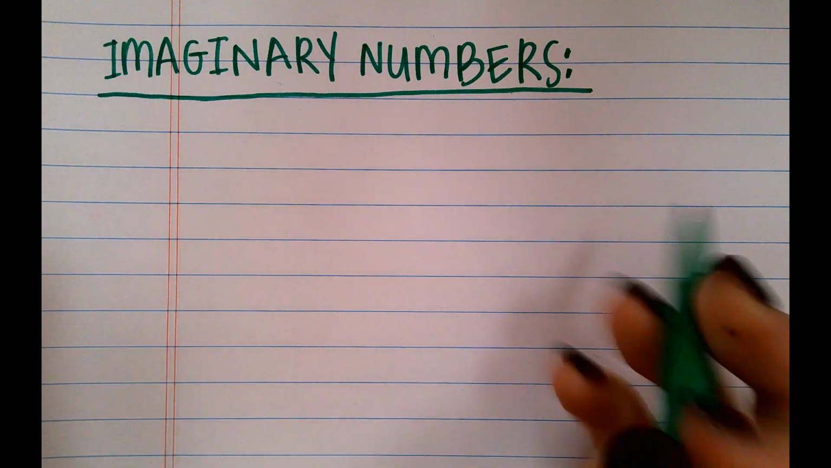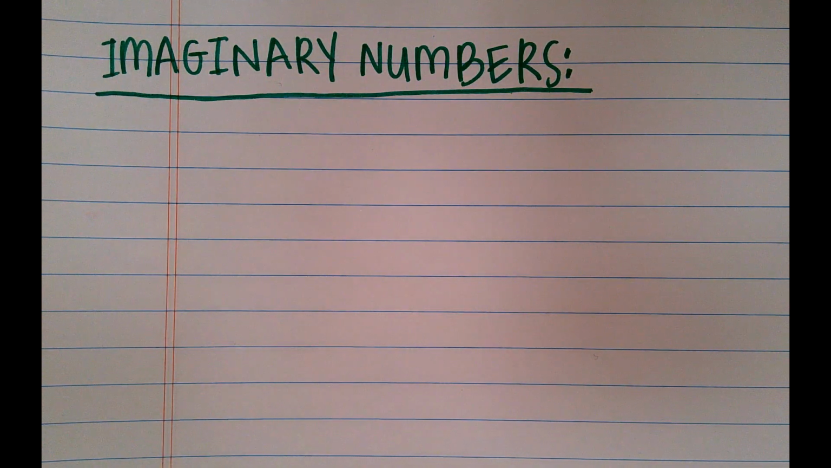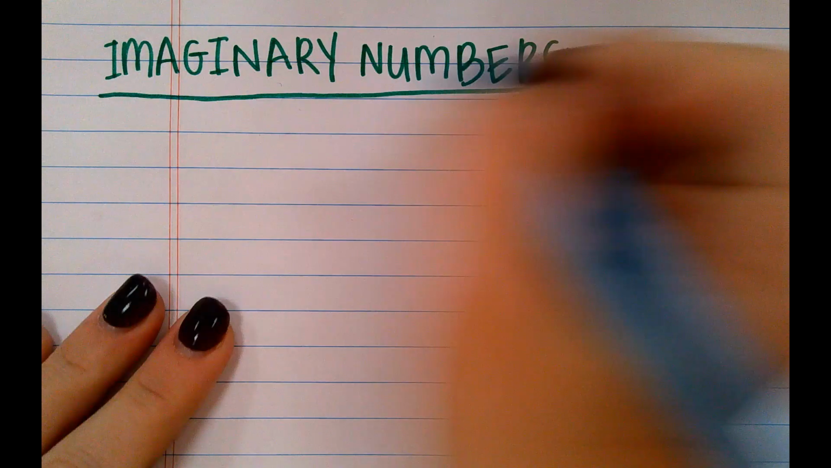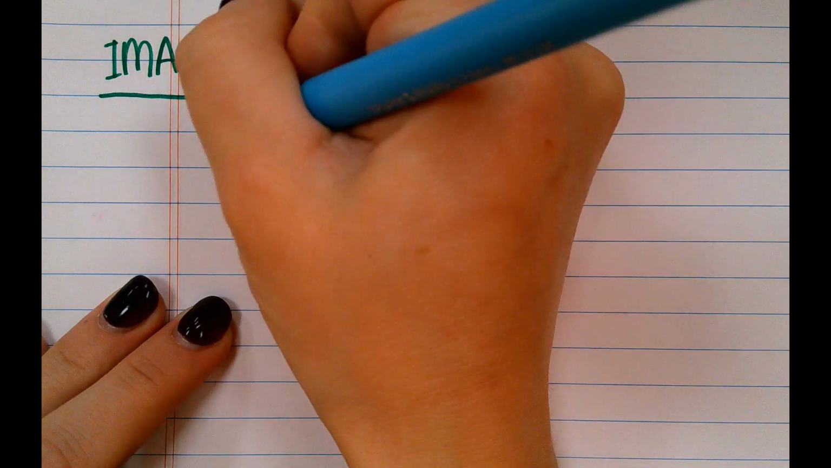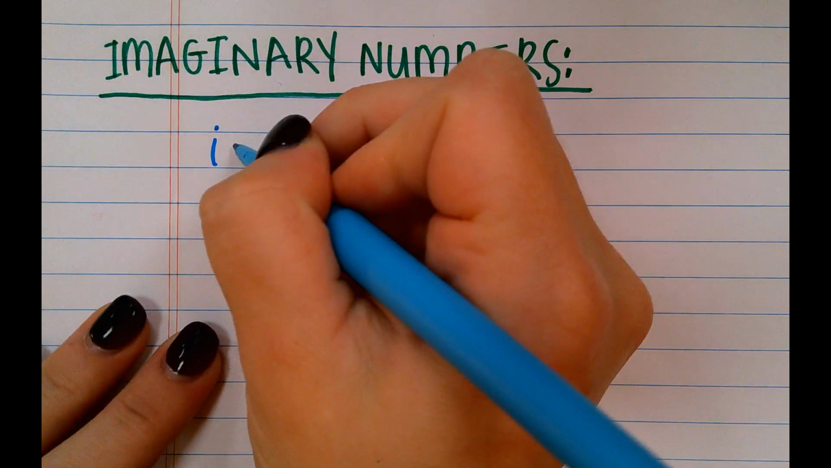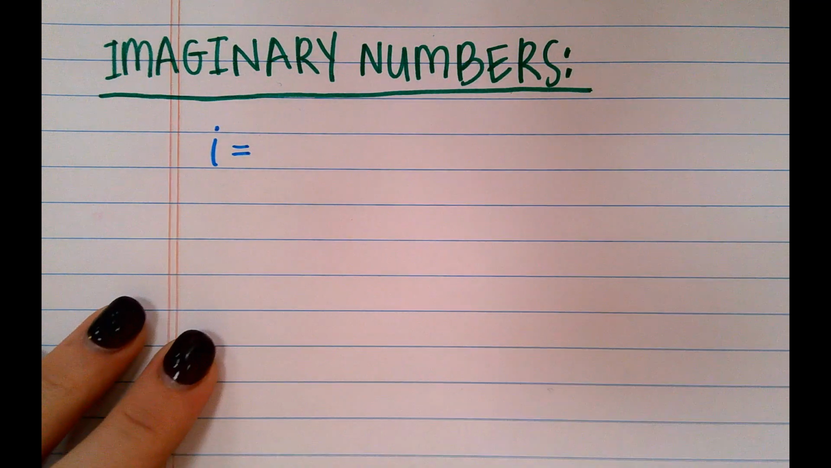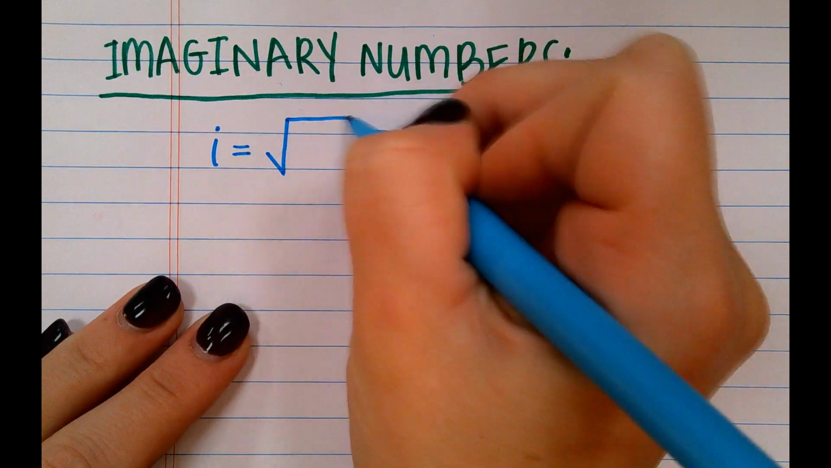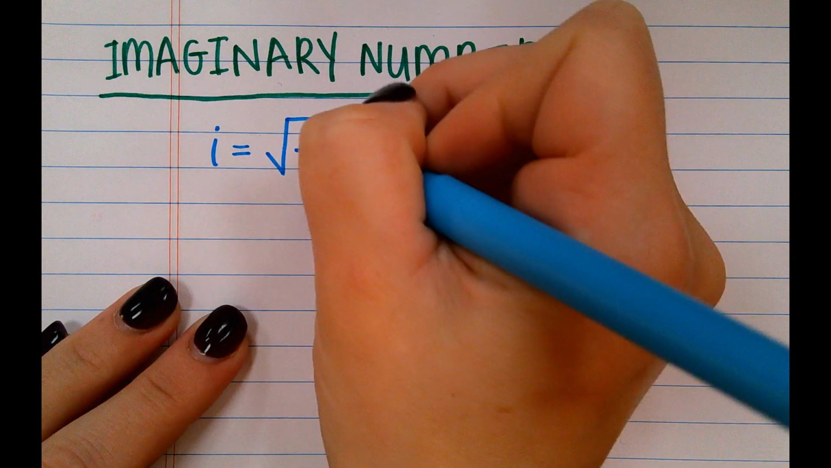For imaginary numbers, we have a special, I don't want to call it a variable, I'm just going to call it a letter because it's not something that can change. It's always the same thing. So, imaginary numbers are represented by the letter i. And i is equal to the square root of -1.